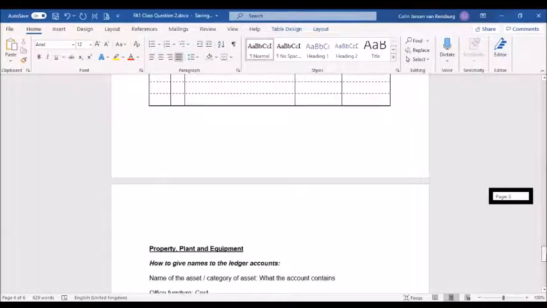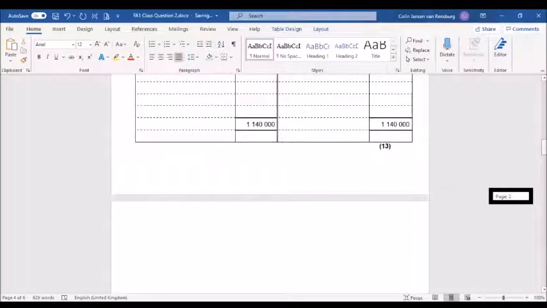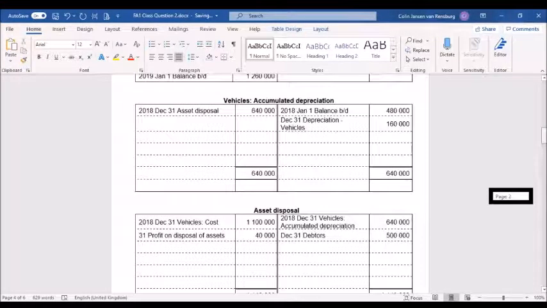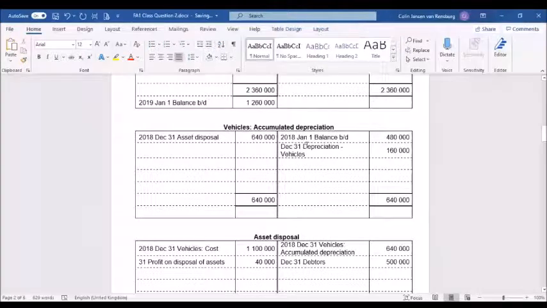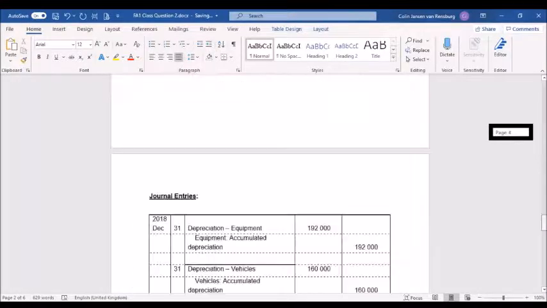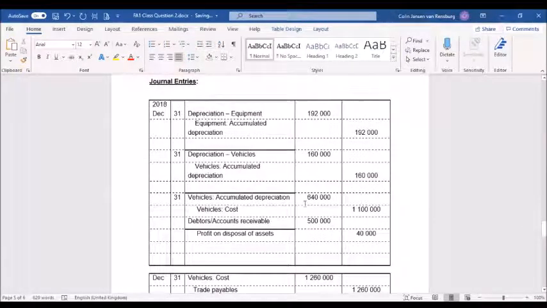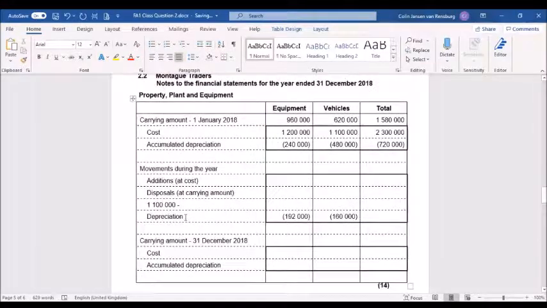So that will be the cost less the accumulated depreciation, which I again forget what it was. I can get it from here as well. It was 480,000. But let me just double check in my journal. No, it was 640,000. I'm sorry, it was 640,000 that we are taking out there. So 1,100,000 minus the 640,000. So what will be the carrying amount of the disposal?